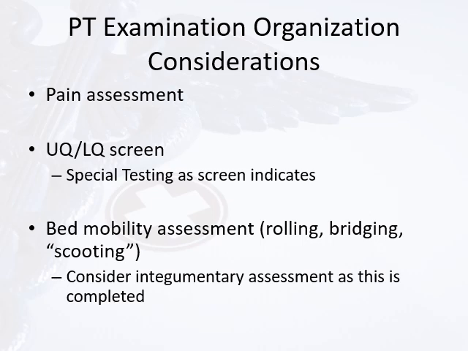Obviously, there might be some special testing if it's appropriate to do in different positions, but some of the basic upper and lower quarter screening can be done with the patient lying down first. Once that's complete, or as complete as we can get it at the moment, we'll start with things like our bed mobility assessment, so they can figure out how well they can roll, how well they can bridge, how well they can scoot. As you're doing this, a few things to consider.